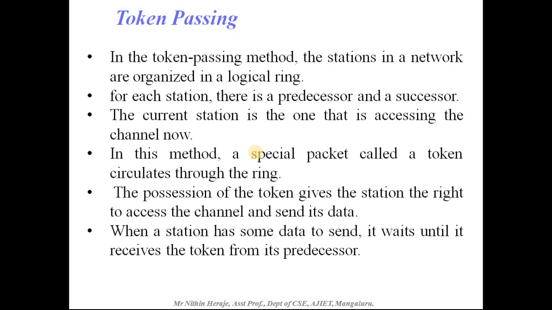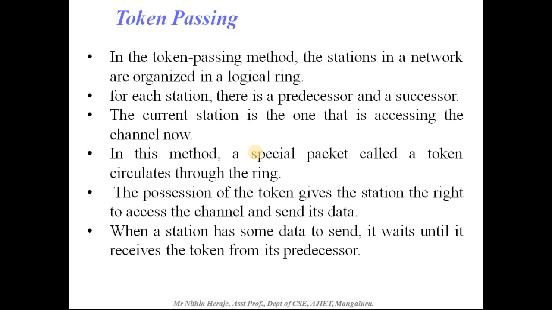Once it receives the token, if it has data to send, it can send the data. If it does not have any data to send, then that station can just forward the token to its next successor in the network. The next successor, if it has any data to send, will send the data by holding the token packet, or else it will just forward the token packet.